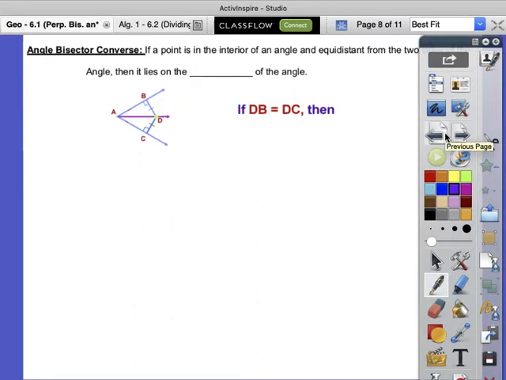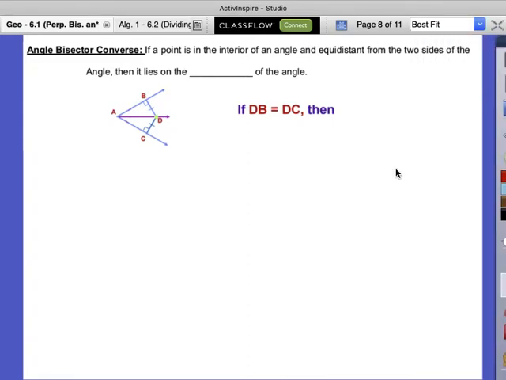Okay, continuing. Angle bisector converse. If a point is in the interior of an angle, like D is the interior of the angle right now, and it's equidistant from the two sides, along the perpendicular again, then we know it's on the bisector of the angle. So it just goes the other way around. The original angle bisector theorem says, hey, if a point's on the angle bisector, it's equidistant from the sides. This one goes the other way around. If a point's equidistant from the sides, then it's on the angle bisector.